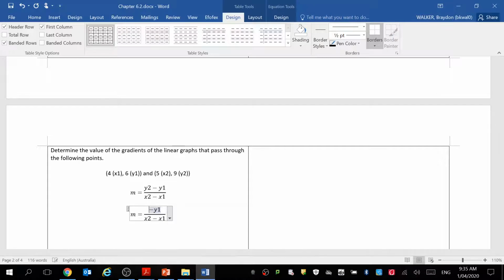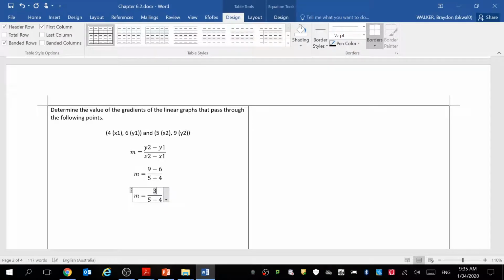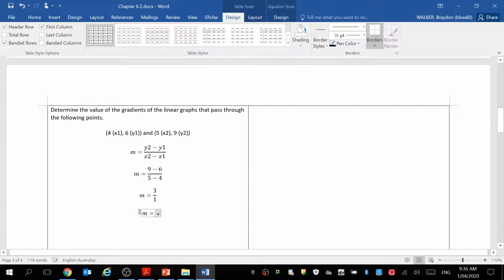So y2 we identified as 9. y1 we identified as 6. x2 we identified as 5. And x1 was 4. What that's going to do, I'll just simplify it one more time. 9 minus 6 is 3. 5 minus 4 is 1. 3 over 1, you can keep it as a fraction, but because it's a whole number, we can literally just write it as 3. And that's how you determine the gradient when you're given 2 coordinates.